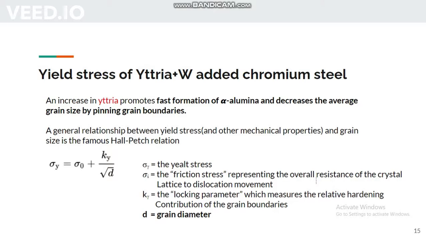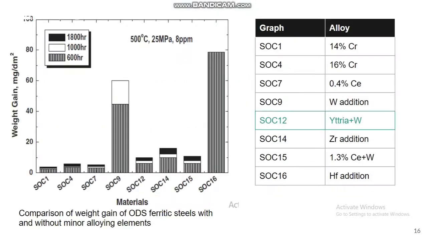As the average grain size decreases, the yield stress increases according to the Hall-Petch relation. Thus, yttria plus tungsten alloying gives corrosion resistance as well as strength to the alloy. This is the graphical representation of differently alloyed steel. Here SOC 12 represents the yttria plus tungsten steel.